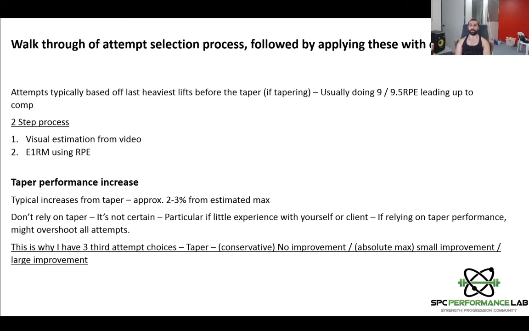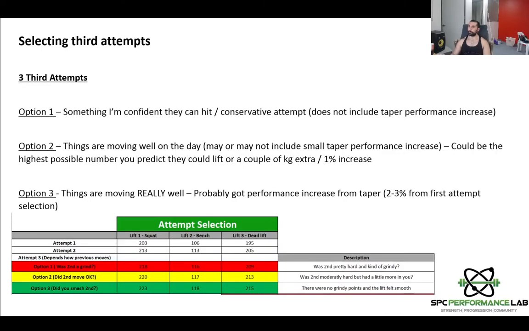So I will do 3 attempt choices for my third attempt. For my third attempt, there are going to be 3 options. Option 1 is something that I'm confident that they will be able to hit. I'm 95% sure that with option 1, third attempt, they will be able to hit it.